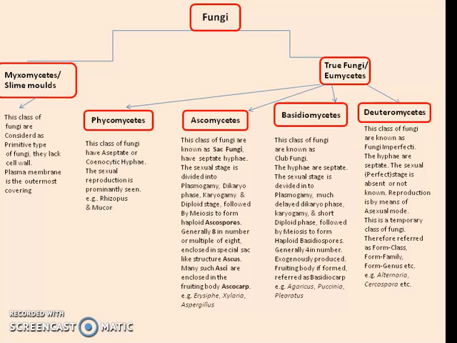Since the sexual reproduction is not seen or absent, the reproduction is by means of asexual mode. This is a temporary class of fungi, therefore referred to as form class, form family, form genus, etc., to denote the classification is temporary. Some examples are Alternaria and Cercospora.